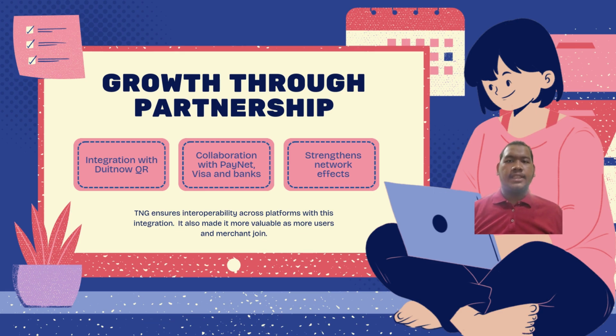Another key aspect of Touch 'n Go's new business model is its growth through partnerships. By integrating with DuitNow QR and collaborating with PayNet, Visa, banks, and other international payment providers, Touch 'n Go ensures interoperability across platforms. With this integration, it also became more valuable as more users and merchants joined. They have strengthened their network effects with each and every collaboration throughout the years.